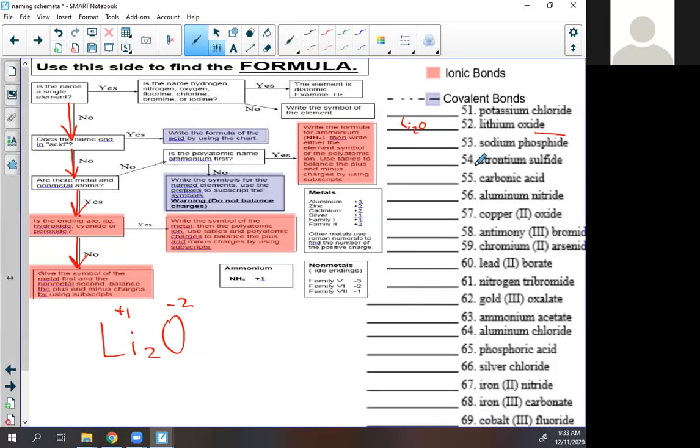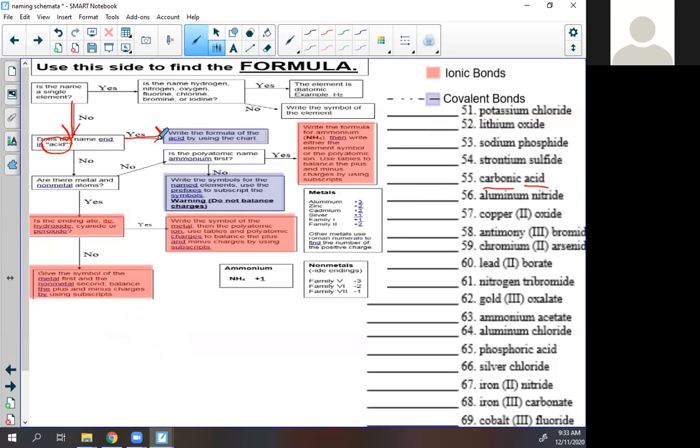I'm going to go to one that takes us to a different box. All of these go to the same box. So let's go to 55. Like, you'll still need to do the other ones, but 55 takes us to a different box. So we're looking at carbonic acid. Is that the name of a single element? No. Does it end with the word acid? Yes.